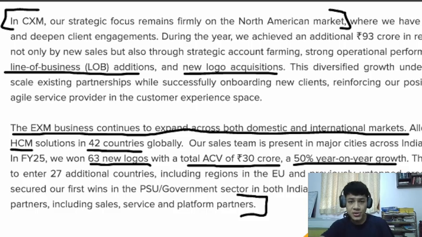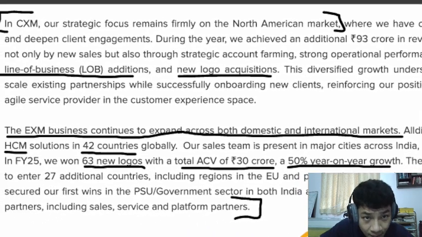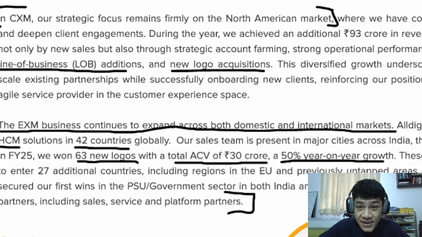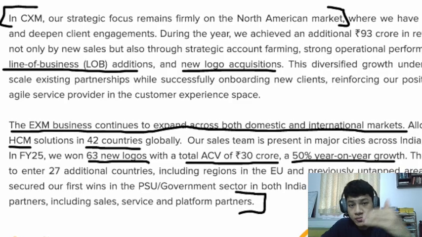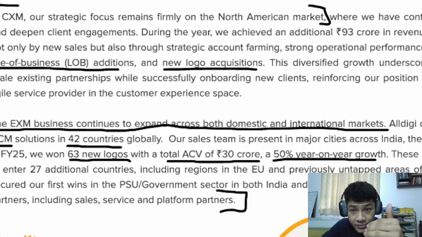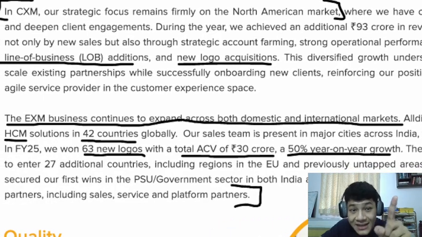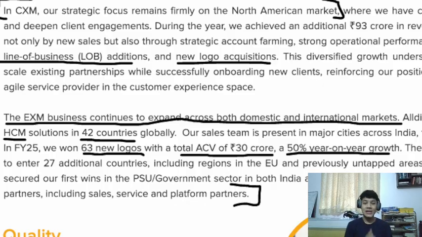In customer experience management, our focus remains firmly on the North American market, where we have continued to expand and deepen client engagements. During the year, fiscal year 2025, we achieved an additional 93 crores in revenue growth, driven not only by new sales, but also by strategic account farming, strong operational performance, ramp ups, new lines of business additions, and new logo acquisitions. New clients are being added, new lines of businesses, new products are being added. That is good. They're adding more clients and they're introducing more and more products.